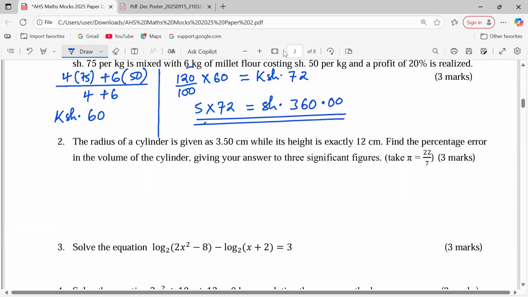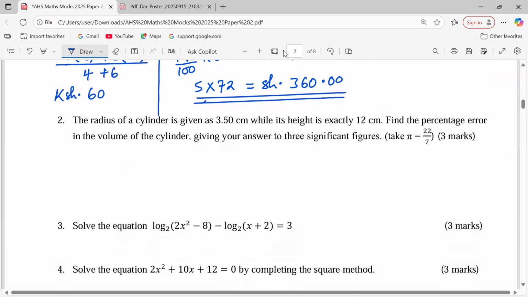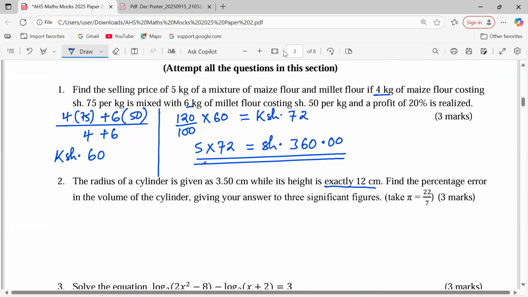Number 2. The radius of a cylinder is given as 3.50 centimeters, while its height is exactly 12 centimeters. Mark the word exactly, 12 centimeters. Find the percentage error in the volume of the cylinder, giving your answer to 3 significant figures. Take pi as 22/7. Allow me to start utilizing the space up here. I've just realized that the spacing is a bit limited in this paper.